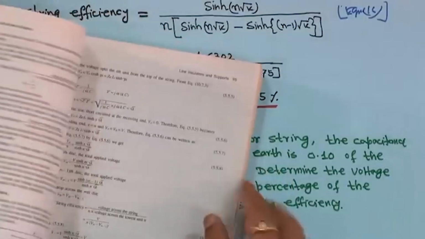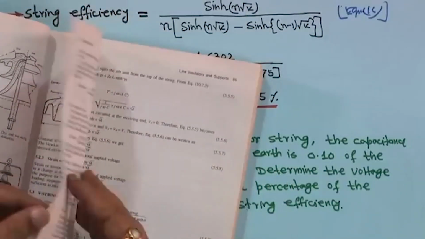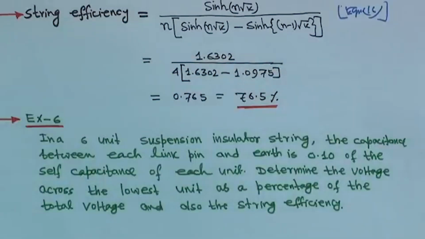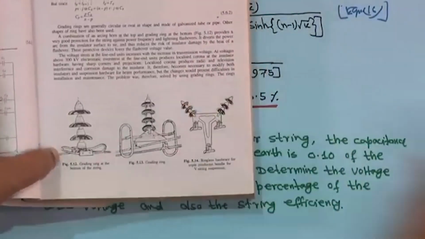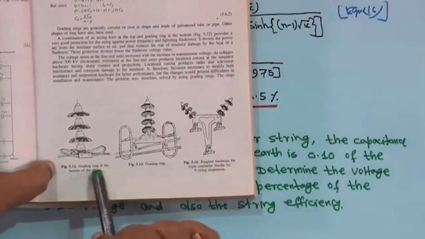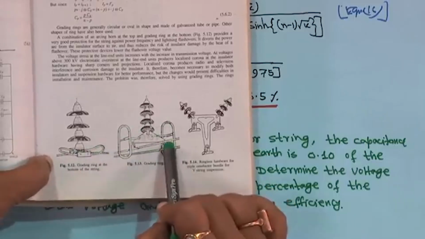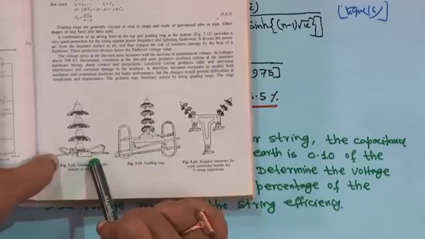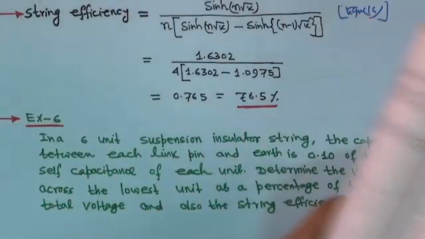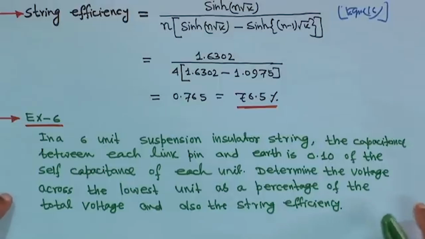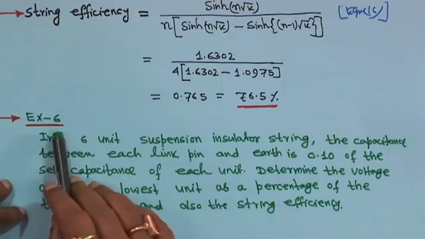So, this is your V string, and that is your grading ring, whatever numericals we have done for grading ring, also I am showing. Just hold on, before proceeding to the next example. Different types of grading rings are there. Look, this is not a photograph, but it is a drawing actually. Look, the grading ring at the bottom of the string. Here also, a different type of grading ring is there. If you look at a transmission tower, you will find these things there. This is just to show you how things are. So, next we will come to example 6.